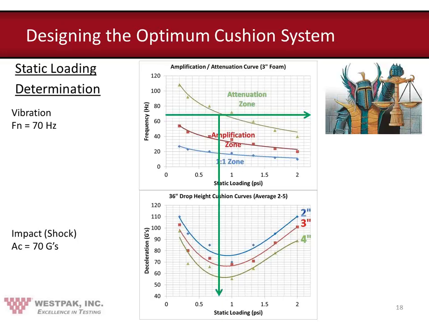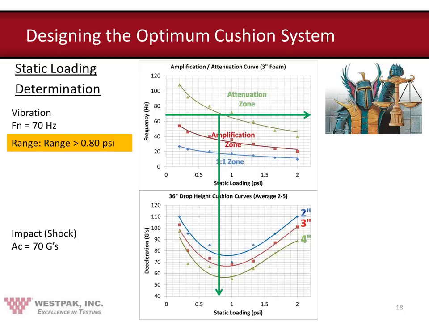You could do that by just drawing a horizontal line at the 70 hertz mark and seeing where it intersects the attenuation zone. You look at that, and it intersects the attenuation zone around, I would say, 0.8 psi. And you draw a line straight down vertically, because we're combining the amplification attenuation curve as well as the drop curve together here now. So next we have the impacts of the shocks.